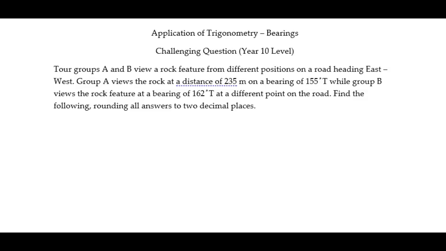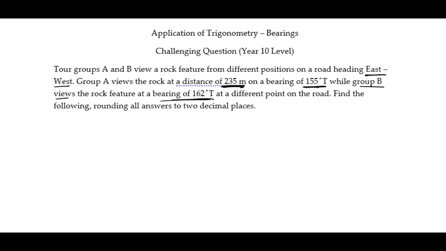Two groups, A and B, view a rock feature from different positions on the road heading east to west. So the first part of the statement is that there's a road heading east to west. Group A views the rock at a distance of 235 meters on a bearing of 155 degrees T, while Group B views the rock on a bearing of 162 degrees T at a different point on the road.